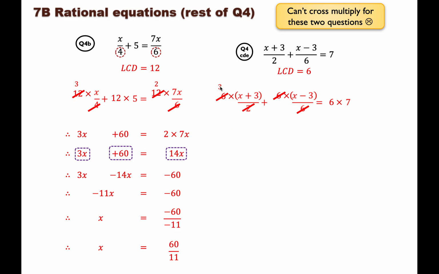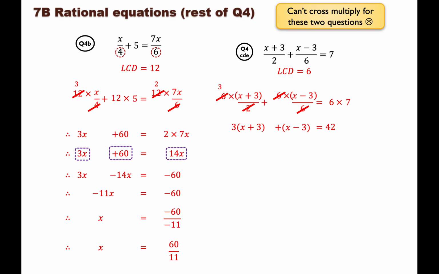So the only thing that's left here is 3 times bracket x plus 3, end bracket. So I can write it like this. Plus, well, the 6 disappeared, the 6 disappeared. This is just x minus 3. Equals, what's 6 times 7? It is 42. So I'll replace that with 42.